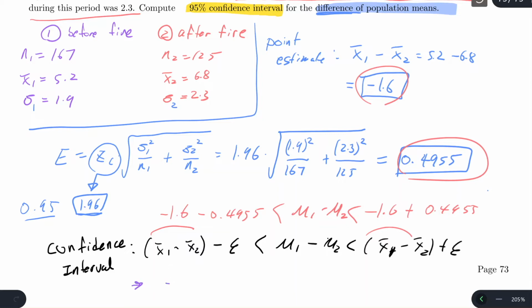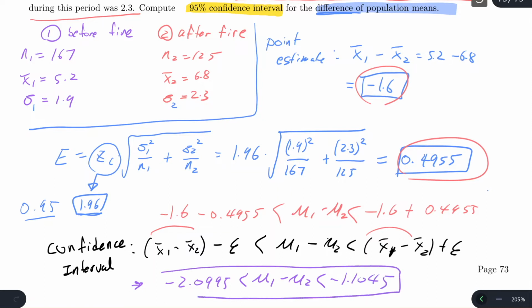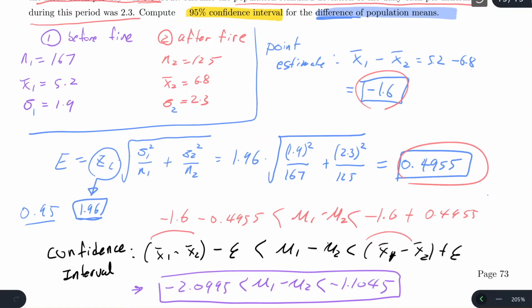So let me write the final answer at the bottom right here. The confidence interval is negative 2.0955, negative 1.1045. So this means we are 95% confident that the difference in population means is between negative 2.0955 and negative 1.1045.